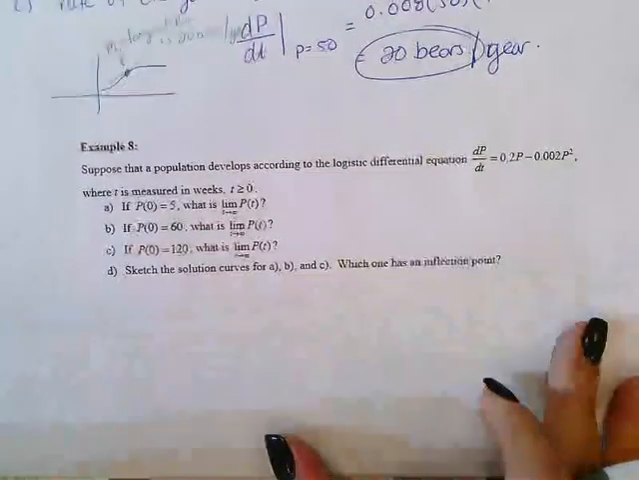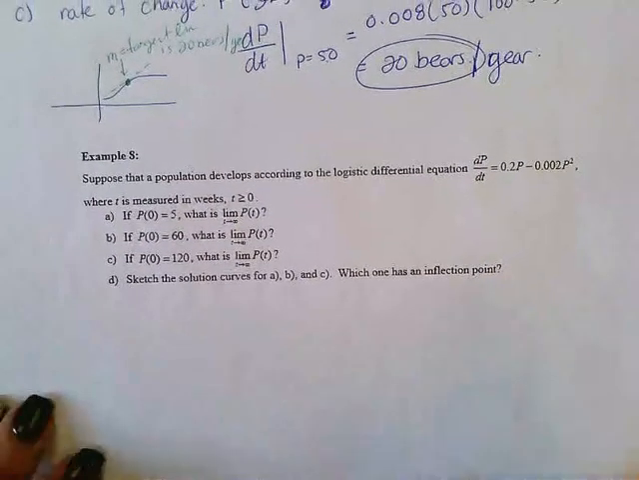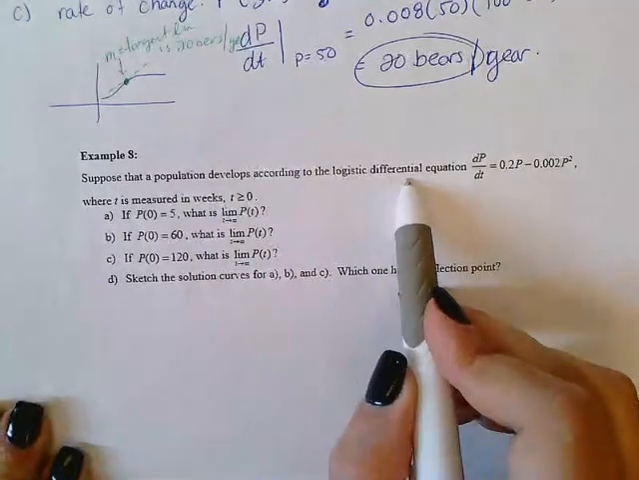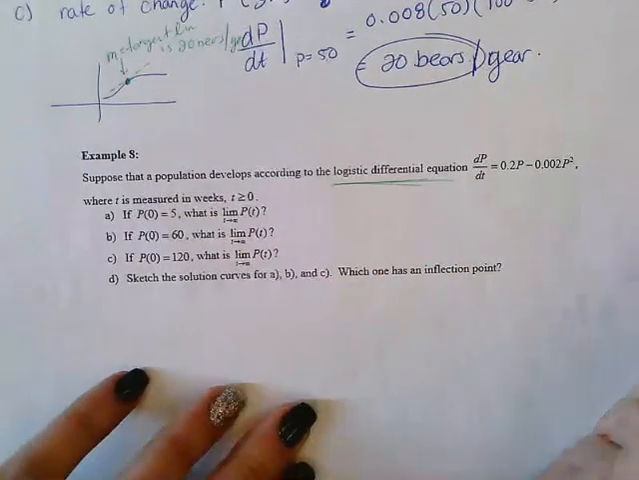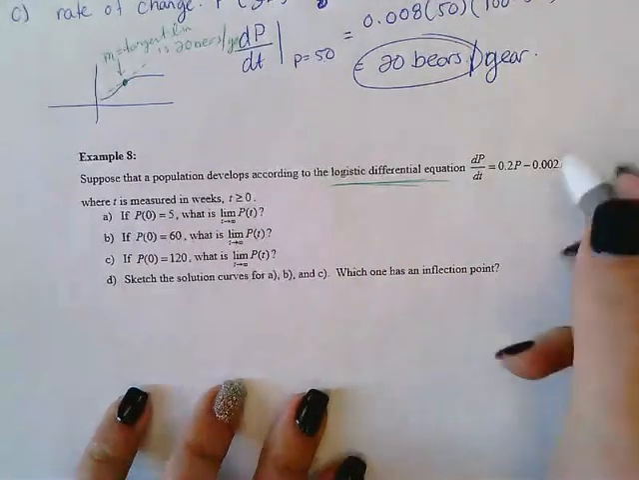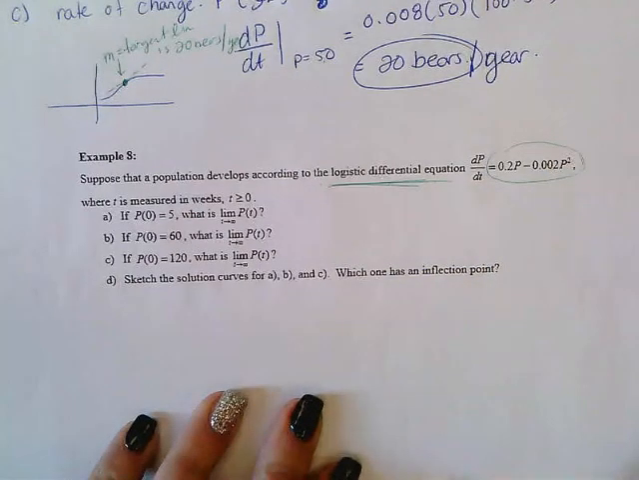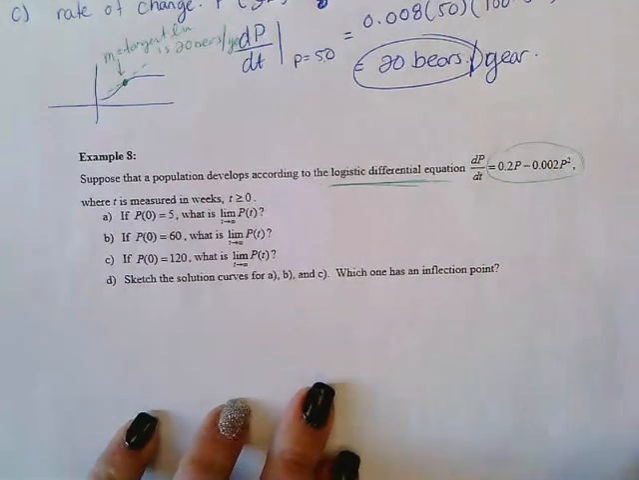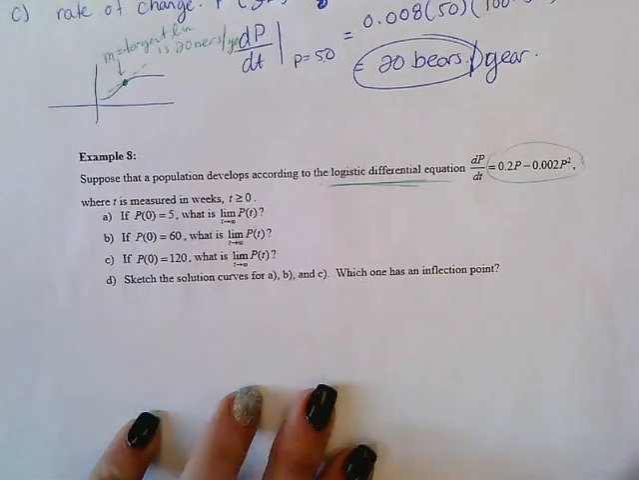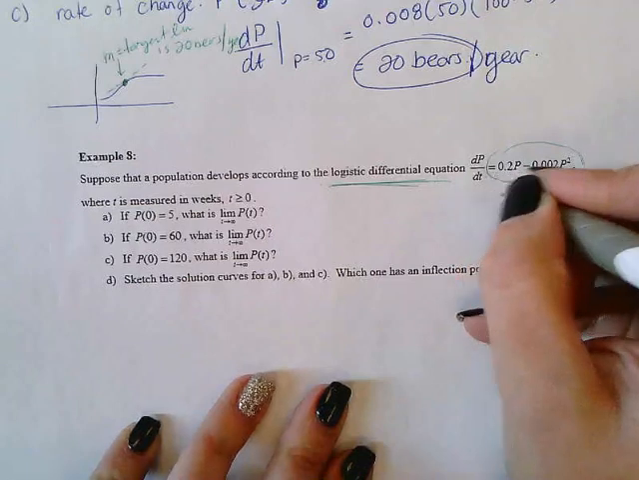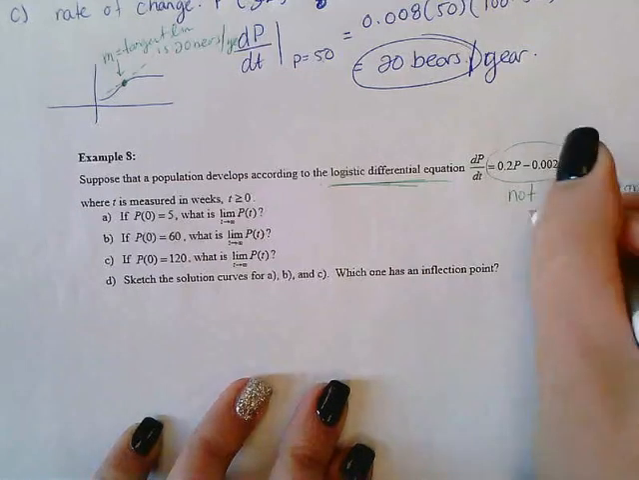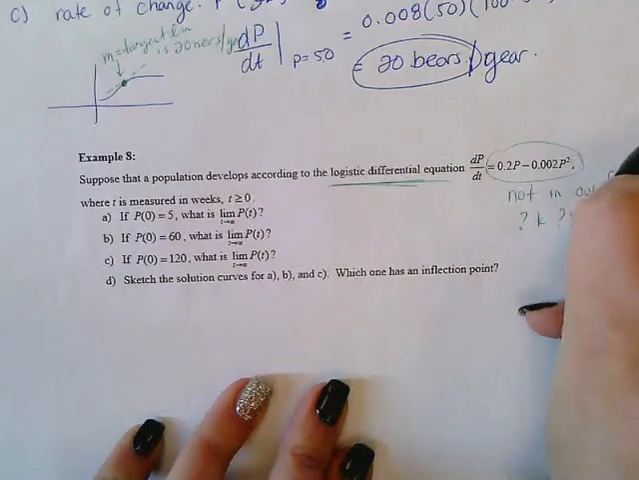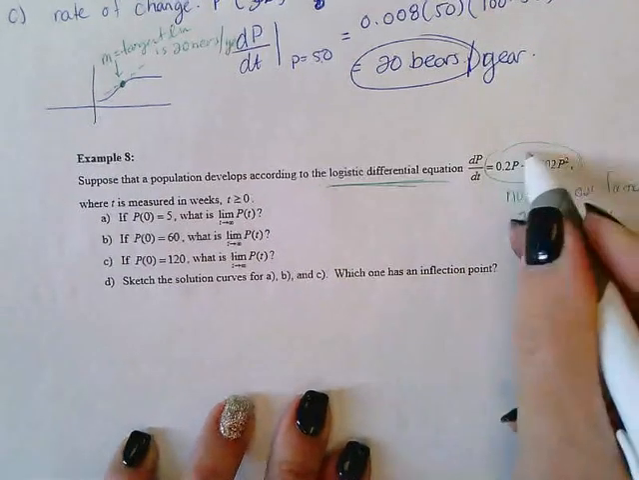All right, the next question looks harder than it really is. Suppose that the population develops according to the logistic differential equation, dP/dt equals 0.2P minus 0.002P squared. So they tell you that this is a logistic differential equation. Now keep in mind, does this look like our form that we like to see, where we are able to identify the carrying capacity, the k, and the y? It does not. This is not in the format that we'd like to see. We don't know k, we don't know P, we don't know L, we don't really know much of anything here.